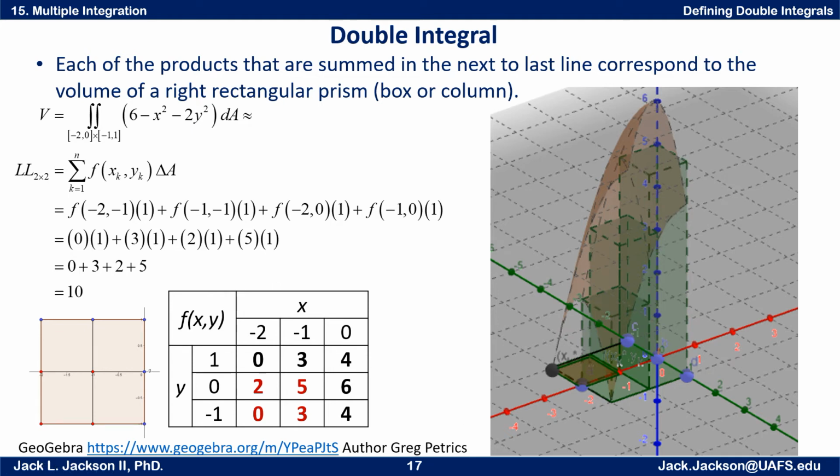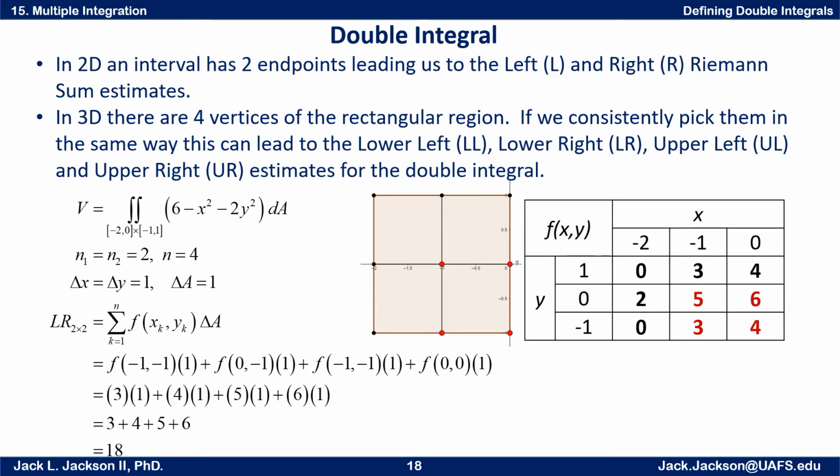Okay, moving along. So that was the lower left. Well, instead we can use the lower right. So on this first one here, we're going to use the lower right corner, which is x is -1, y is -1. So that's this one right here, height of 3.